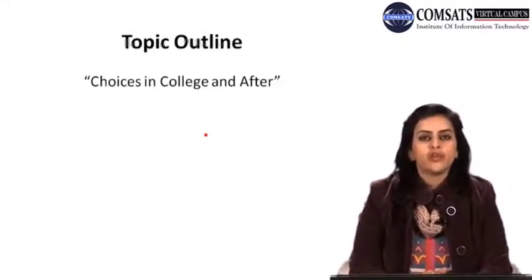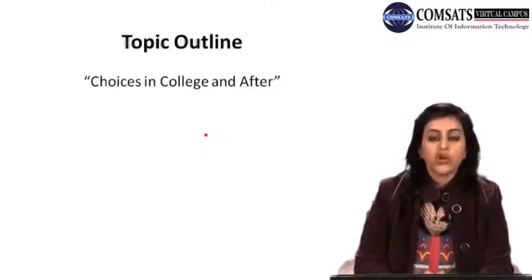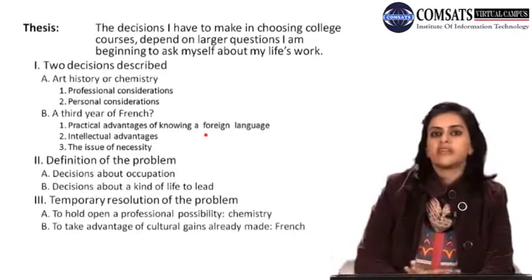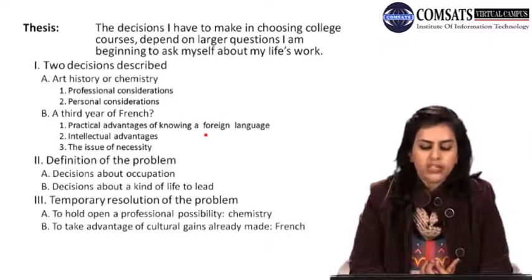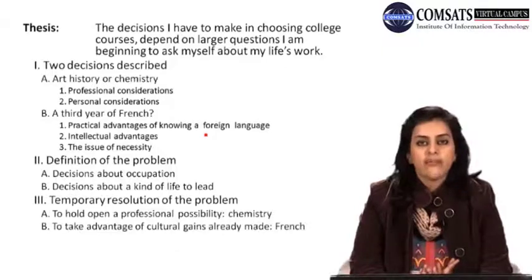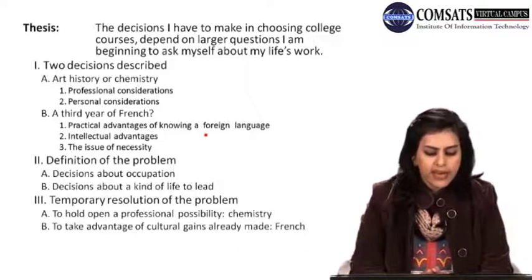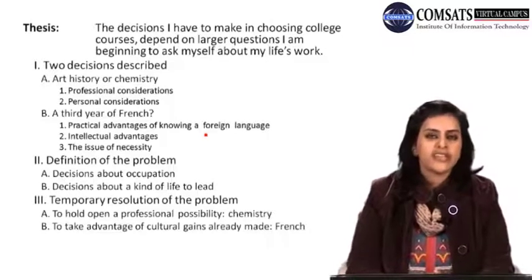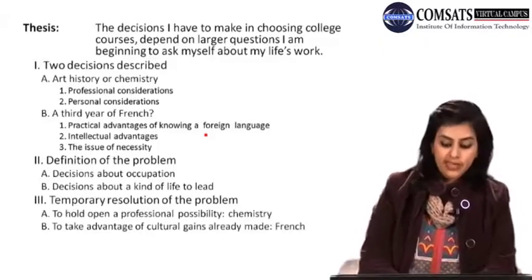Now the same topic is also presented in the topic outline. That one is choices in college and after. So let's see how the same person does that in the topic outline. The decision I have to make in choosing college courses depends on larger questions I am beginning to ask myself about my life's work. Now see the format. The things are written in small phrases or some words or headings, but there are no complete sentences.